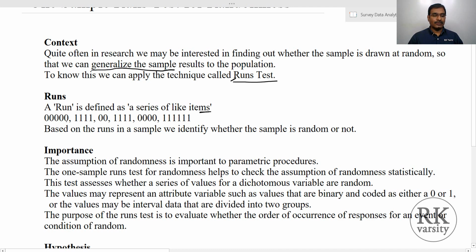So 1, 2, 3, 4, 5 zeros. This we say is R1, that is run 1. And these 4 ones are considered as R2, run 2, and run 3 likewise.